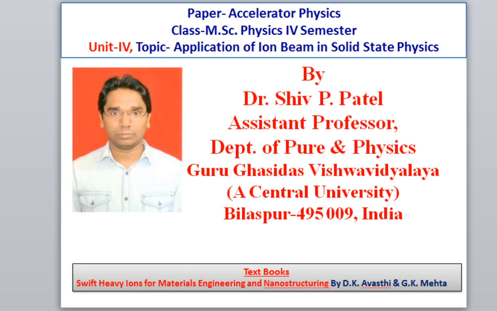I introduced and derived the Khinchin-Pease formula. Then we learned how to calculate displacement per atom, and I gave some numerical problems also. And then I introduced another term, swift heavy ion irradiation. When the energy of the ion is very high, of the order of the Bohr velocity of the target electron, then that ion is referred to as a swift heavy ion.